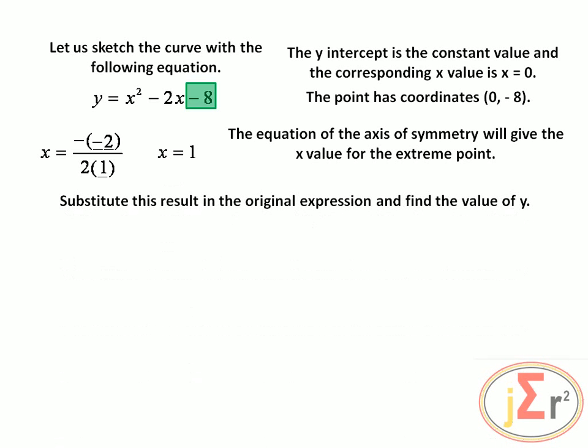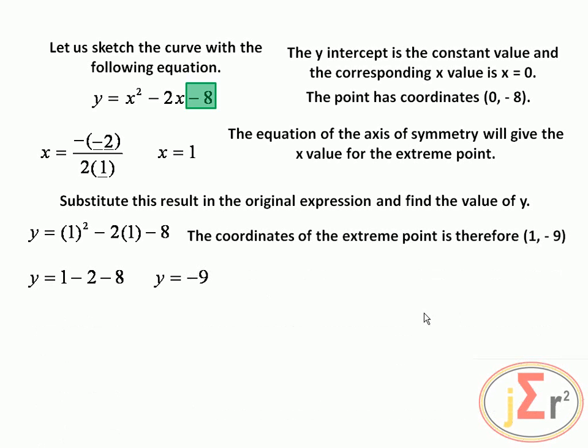And that will be substituted in the original expression in order that we may find the extreme value. So y is equal to 1 squared minus 2 times 1 minus 8. And simplifying, we get y is equal to negative 9. The coordinates of the extreme point will therefore be 1, negative 9.